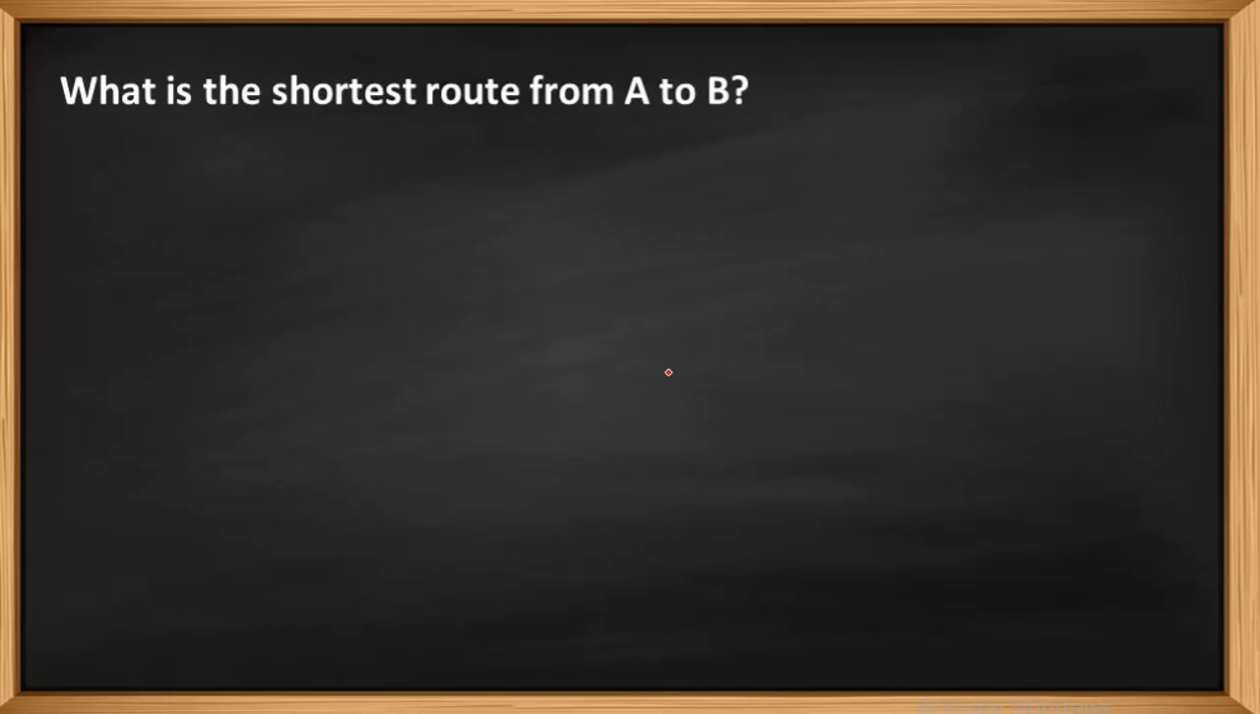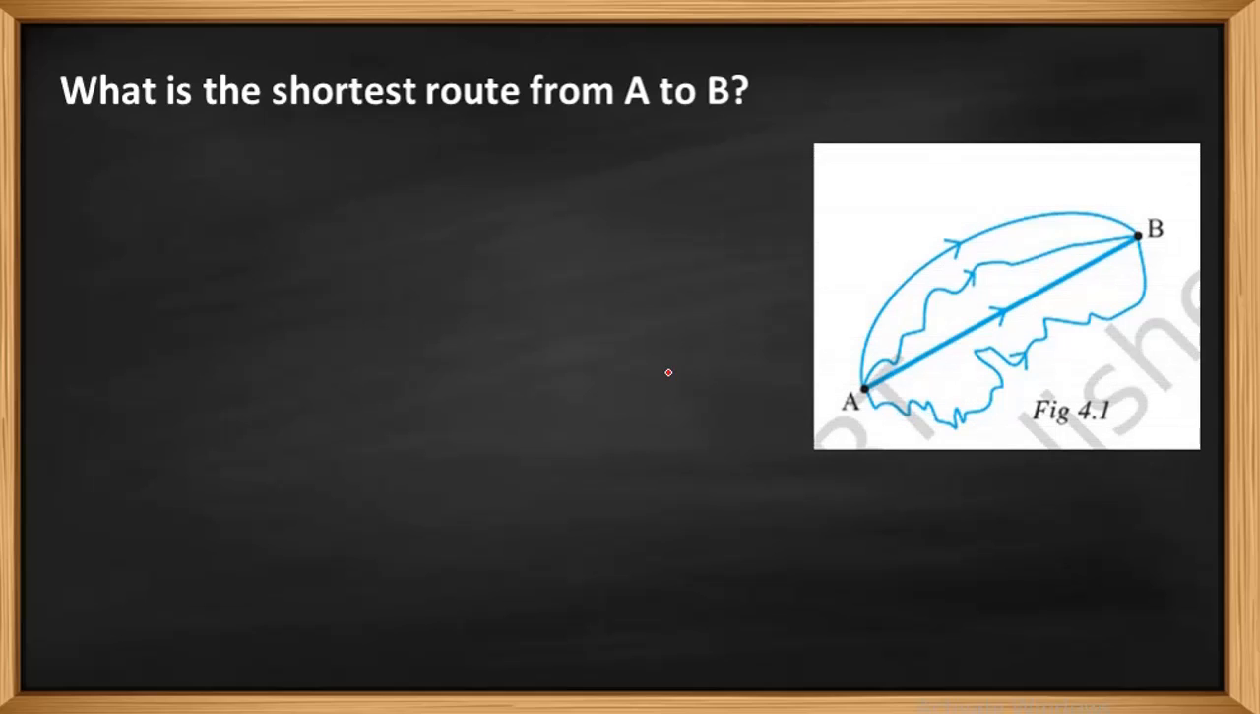Then we'll see what is the shortest route from A to B. Here is a picture. In this picture you can find out A is a point and B is another point. So if we have to find out the distance from A to B, then what do you think? Which will be the shortest distance? Of course, the shortest distance is A to B.